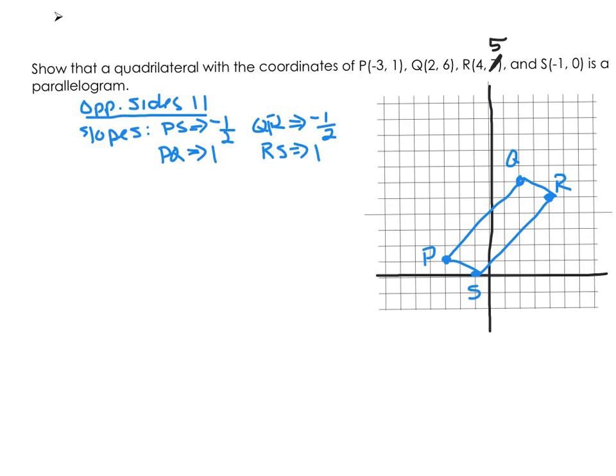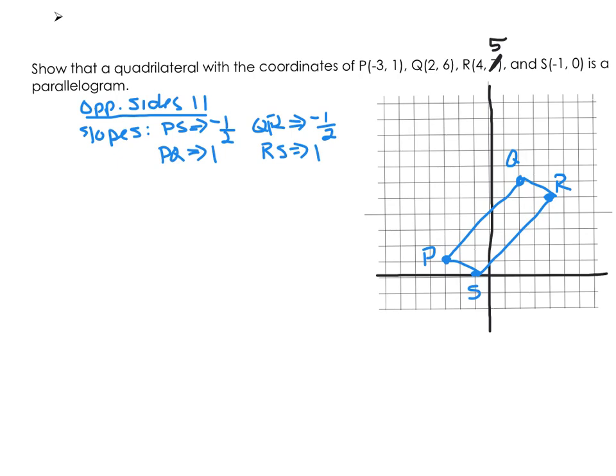So we have to kind of tie together our arithmetic and those math facts into an explanation. I don't have room to write this all down, but what you might consider is that, well, we can see that PS and QR have the same slope. Likewise, PQ and RS have the same slope. Therefore, those lines must be parallel because lines with equal slopes are parallel.